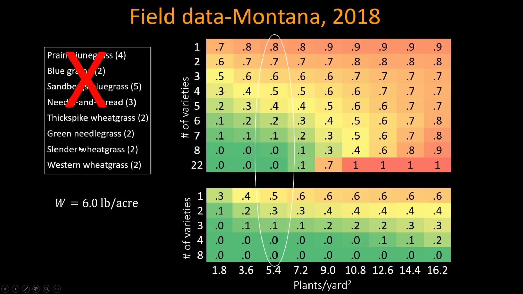And what you can see here is the value of prior information. If we include all of them as potential candidates, there's an 80% chance, if you pick one at random, that you're less than 5.4 plants per meter squared, as I showed you before. But now if we get rid of all these and focus our attention on these, now there's only a 50% chance that if you pick one at random, you're below 5.4.